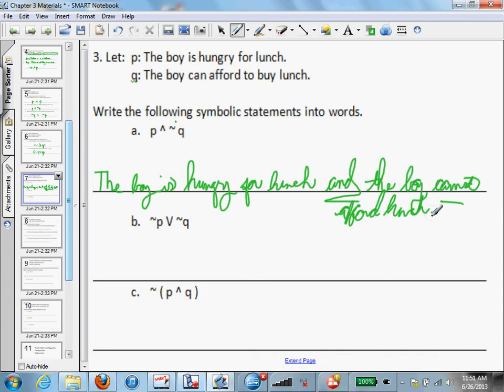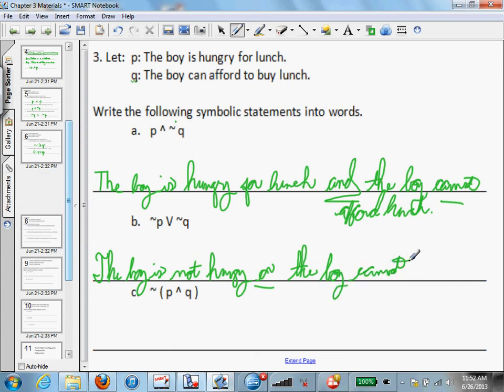Okay, with this next one, we have two negation symbols. So the boy is not hungry for lunch, and the boy cannot afford to buy lunch. So the boy is not hungry or the boy cannot afford lunch.